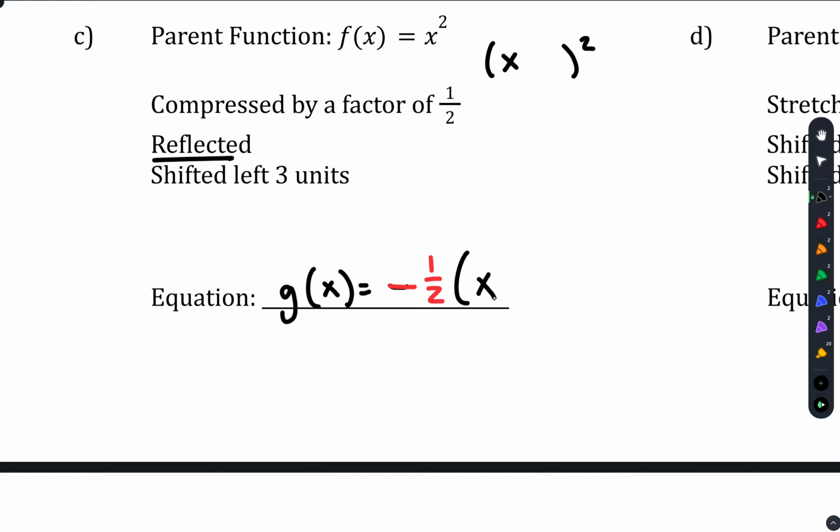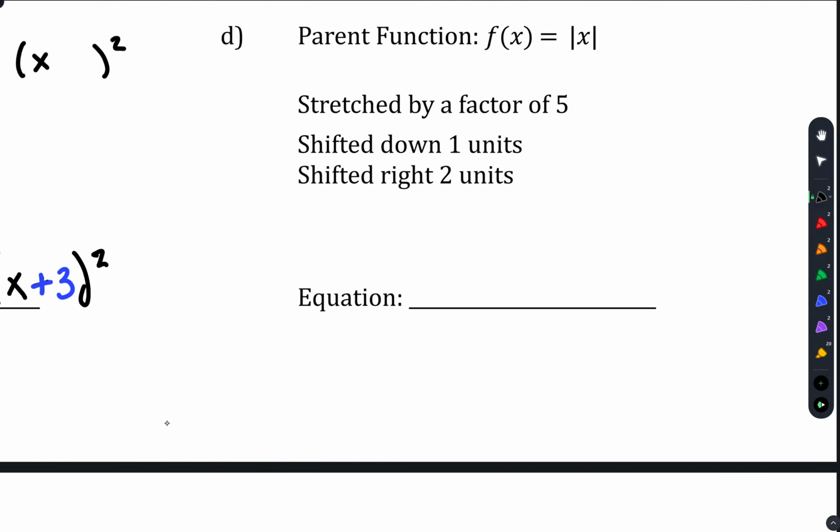Do I have an h value? What's the h value? Plus or minus? If I'm going to the left, I want a plus 3. Don't forget that squared there. And then do I have a k value? So I'm going to move on. Done with that one. Last one.